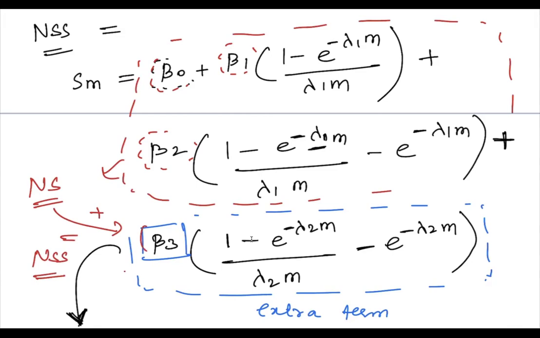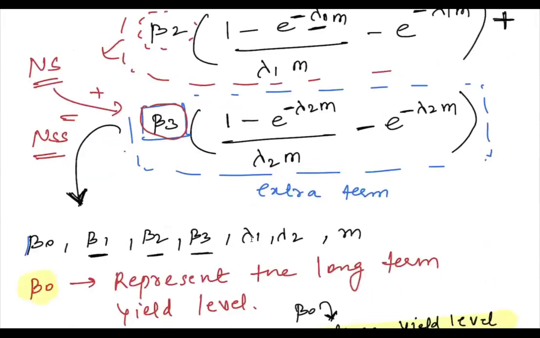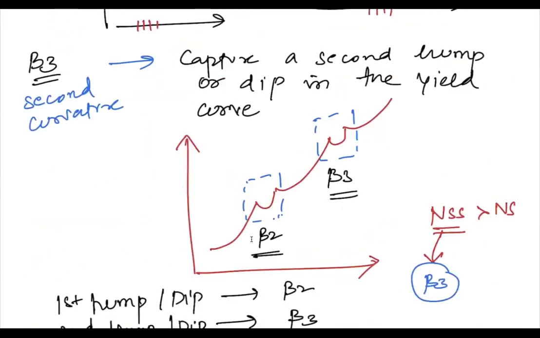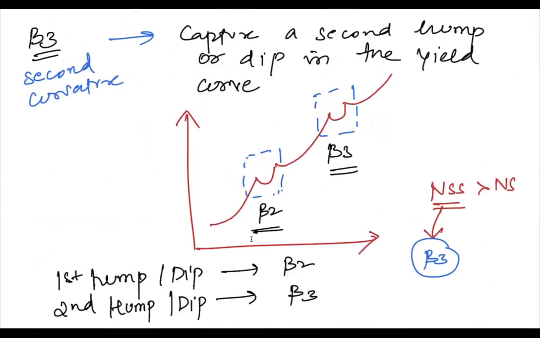So what did we add? We added beta 3. What does beta 3 do? Beta 3 basically captures the second hump or the second dip. And lastly, we have decay factors, which are lambda 1 and lambda 2. These are called decay factors.